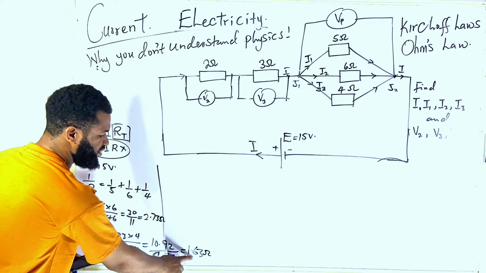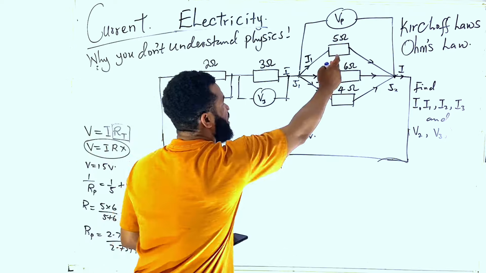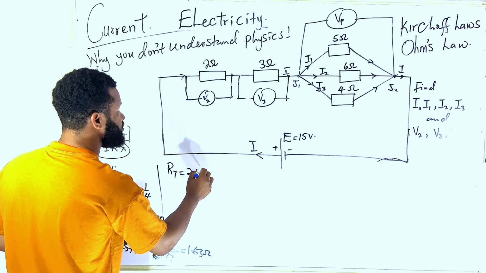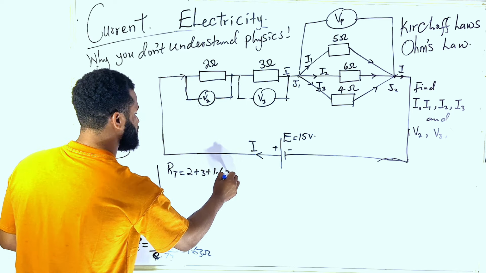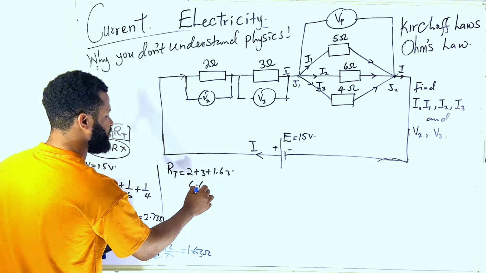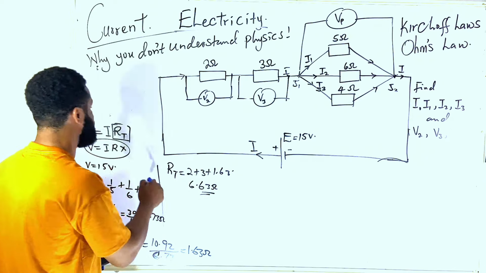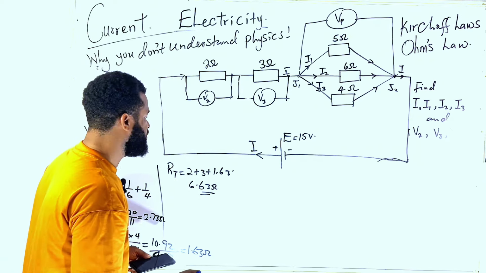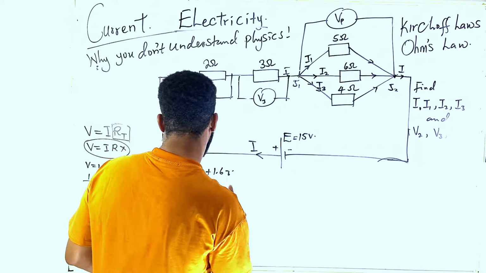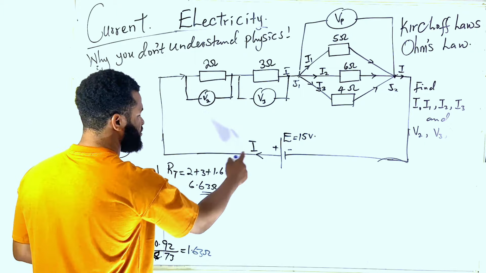Now, this 1.63 ohms is the combined resistance of 5, 6, and 4. But that is not my total resistance. Total resistance is going to be 2 plus 3 plus 1.63. This is 6.63 ohms, the total resistance in the circuit. Now, the next thing I'm going to do is to find the current flowing through the circuit.